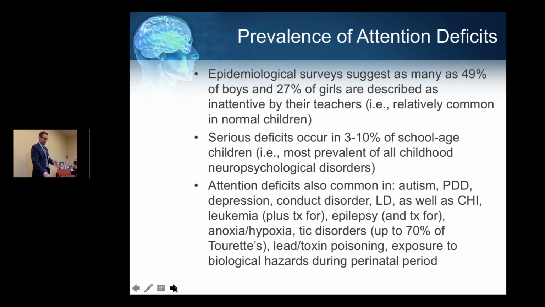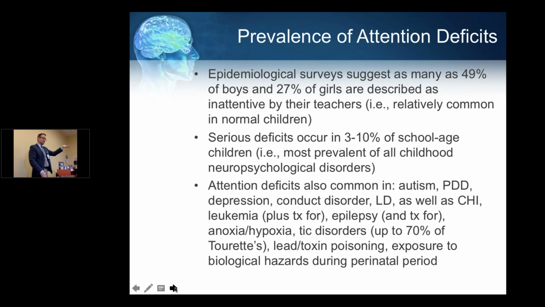And again, I'm not going to go into a diatribe on that. But serious deficits occur in 3 to 10% of school-age children, and ADD is the most prevalent of all neuropsychiatric, neuropsychological deficits. You also see it though. When else do you see attention problems? Autism, depression, cognitive disorders, dyslexia, leukemia, epilepsy, lack of oxygen, hypoxia, tic disorders, Tourette's, lead poisoning. So all these different things can cause attention problems. So it's not always ADD at all.